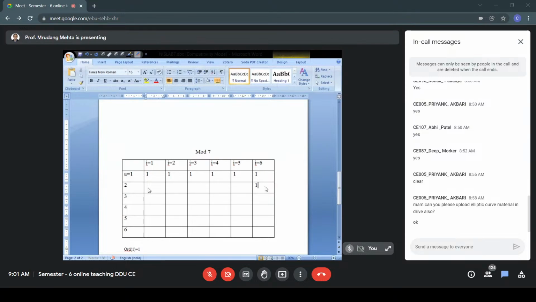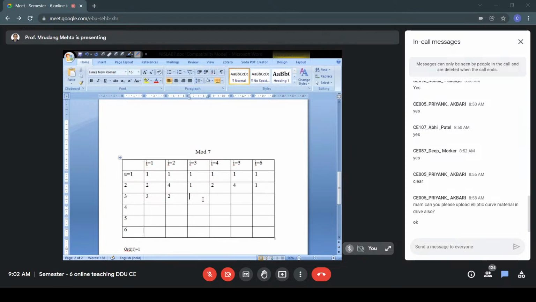So we take 3 raised to 1, which is 3. 3 raised to 2 is 9. Mod 7: 3 mod 7 is 3, and 9 mod 7 is 2. 3 raised to 3 is 27, mod 7, so the result is 6.